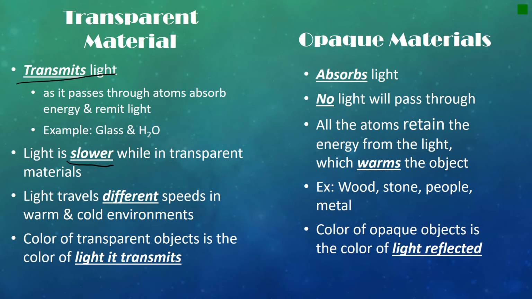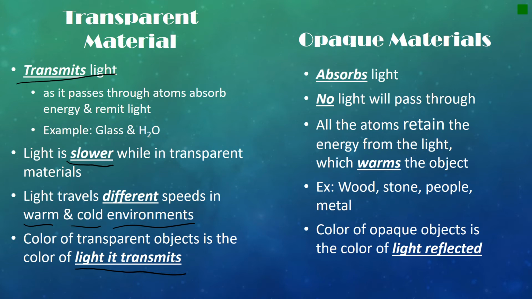Light also travels at different speeds when you're talking about temperatures. So just like sound travels differently, light also travels differently when you have different temperatures of an environment. And the color of the transparent object is the color that the light transmits. We'll talk about that in the next few slides. The color of the object that it's going through will allow only certain colors through.